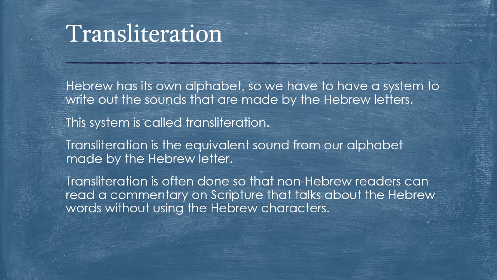One other thing we need to talk about is transliteration. Hebrew has its own alphabet, so we have a system to write out the sounds that are made by the Hebrew letters. This system is called transliteration. Transliteration is the equivalent sound from our alphabet made by the Hebrew letter. Transliteration is often done so that non-Hebrew readers can read a commentary on Scripture that talks about the Hebrew words without having to use the Hebrew characters.